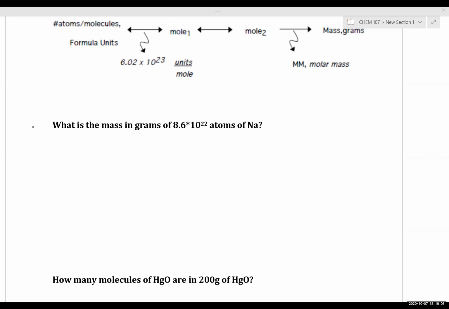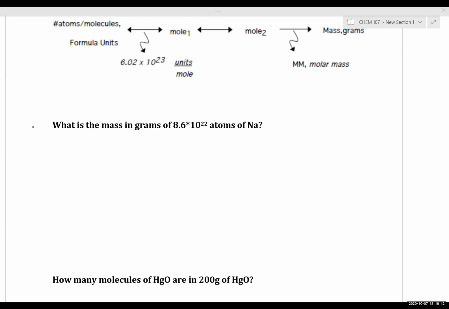So the best way to figure out how to start these problems is to write your starting units and your final units. And then once you have your starting and final units, you decide what intermediate unit, what stepping stone, will get me between these two units. Once you have your unit map created, then you use your conversion factors to go from one unit to another.